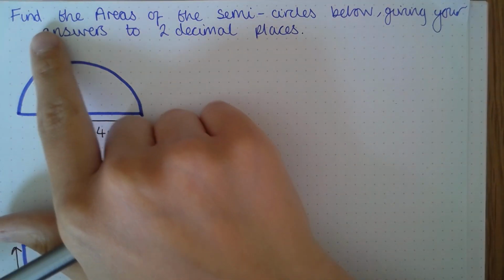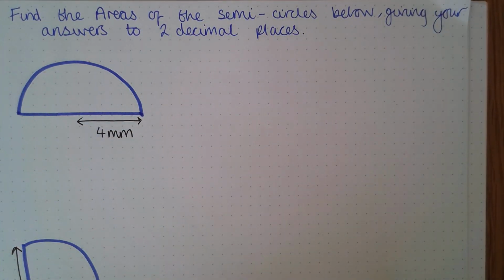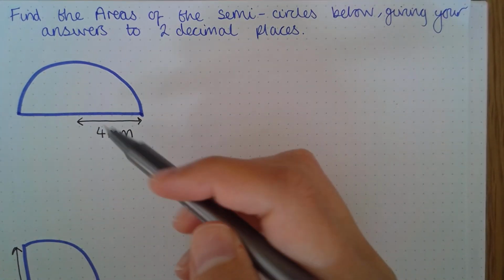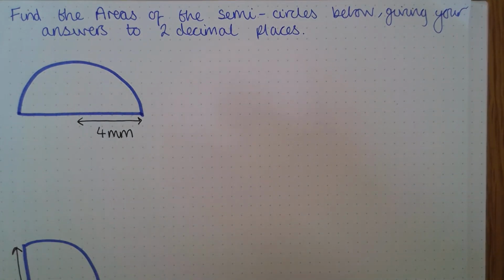So we need to find the areas of the semicircles, giving your answer to 2 decimal places. We're going to go through 3 examples that are going to help you. Same principle as a whole circle, but this time we've just got half a circle. So at the end we need to divide our area by 2.